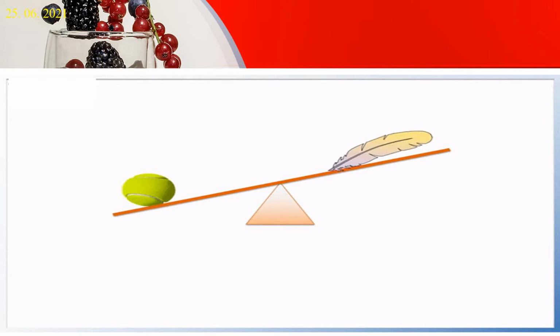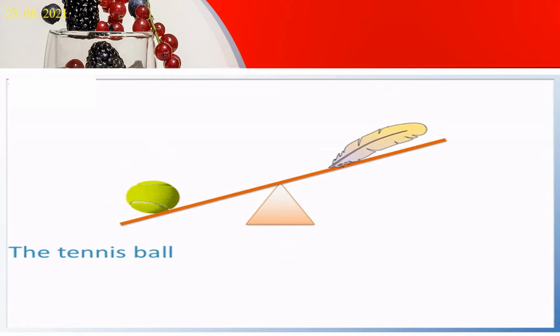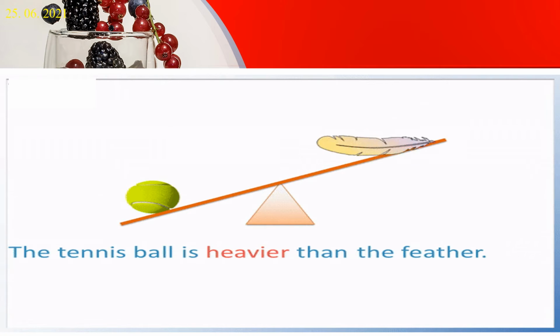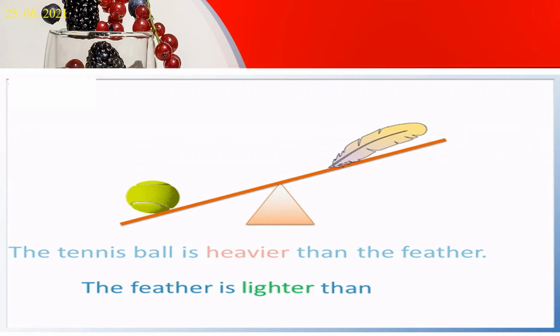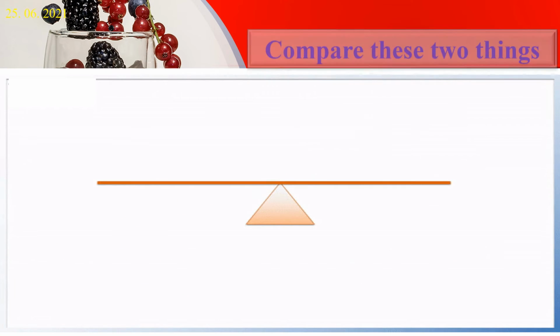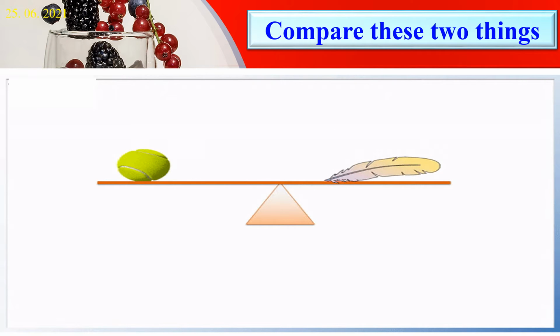Let us compare two things. One is a tennis ball, another one is a feather. Which will be heavier? Of course, the tennis ball is heavier than the feather. The feather is lighter than the tennis ball. On comparing things, weight may differ.